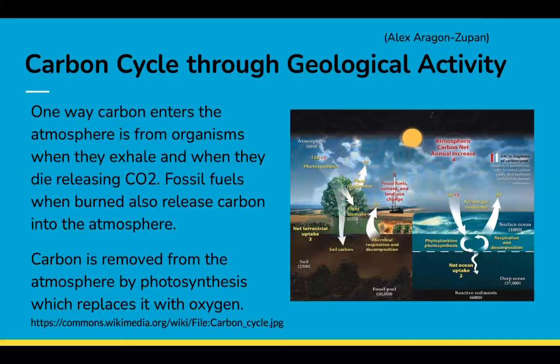Carbon cycle through geological activity. One way carbon enters the atmosphere is from organisms when they exhale and when they die, releasing CO2. Fossil fuels, when burnt, also release carbon into the atmosphere. Carbon is removed from the atmosphere by photosynthesis, which replaces it with oxygen.